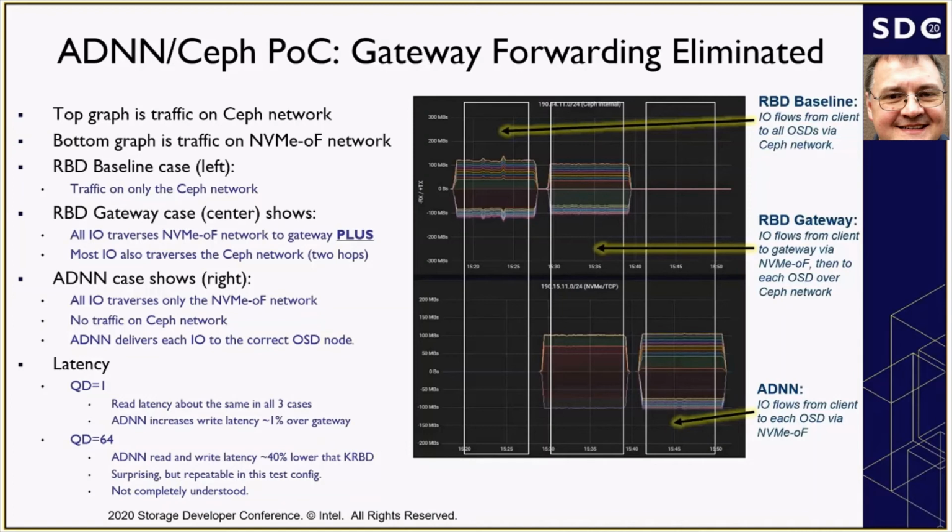Now at Q depth 64, we had a surprising result. First of all, the gateway result was as expected. The latency was higher for both reads and writes with the gateway case. I didn't detail that out here.